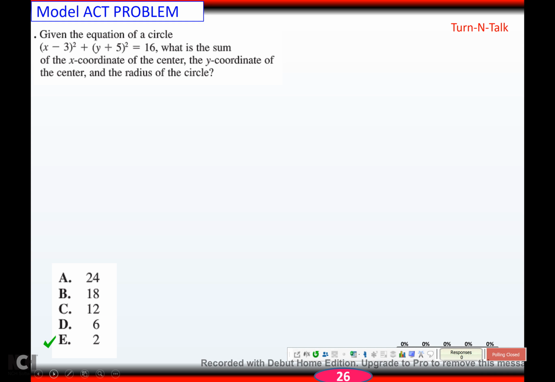And hopefully you got 2. So it says, given the equation of a circle, what is the sum? So they're telling me to add the x coordinate of the center, the y coordinate of the center, and the radius. Well, for my equation, there's h, there's k, and there's r squared. So h is 3, k is negative 5, and r is 4.